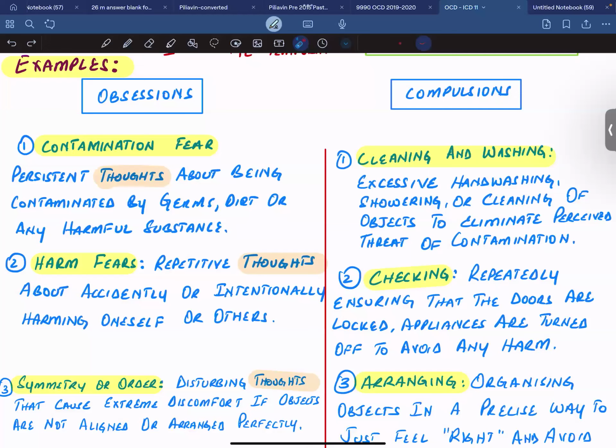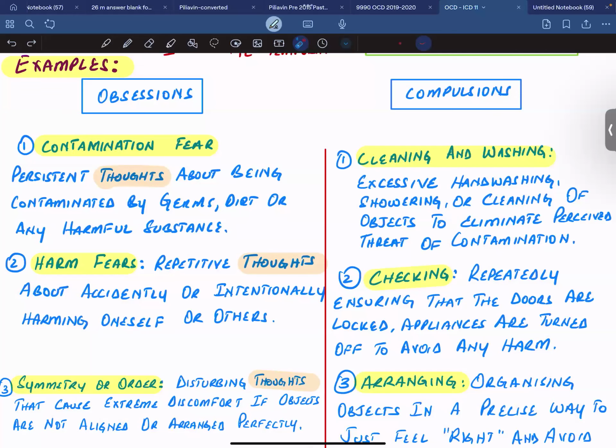Another example of obsessions would be harm fears, which I just read a couple of minutes ago. Repetitive thoughts about accidentally or intentionally harming oneself or others. Number three, symmetry or order, disturbing thoughts that cause extreme discomfort if objects are not aligned or arranged perfectly.